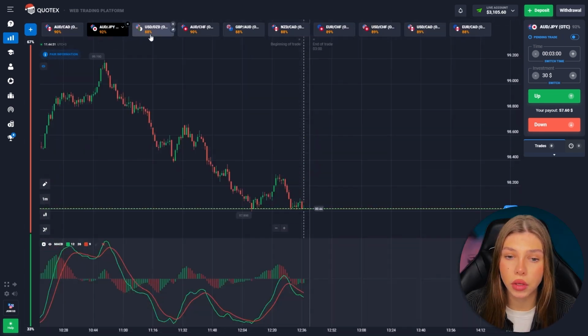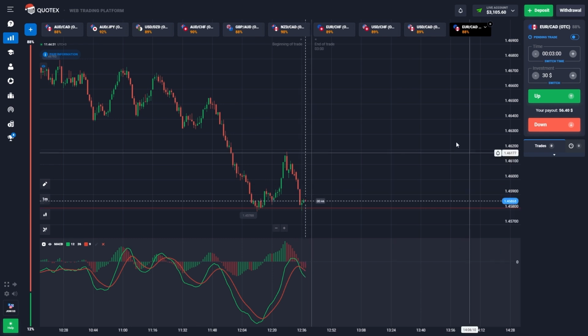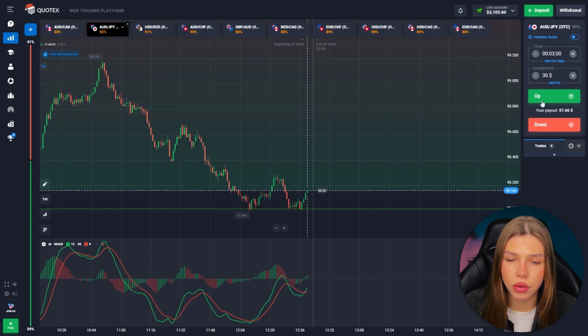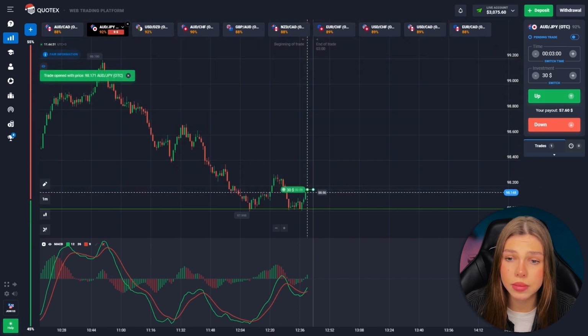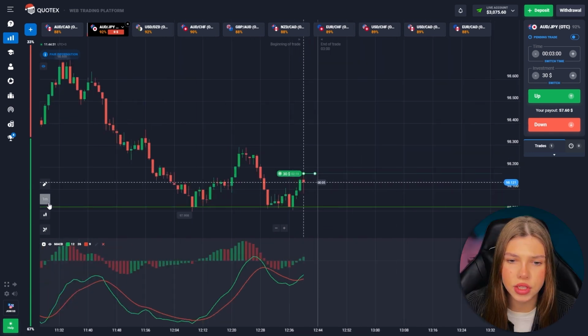So here we go again on our chart. The green line is already creeping up to the red line, so we are waiting for the crossover. The crossover is there. We open a deal on the upside, a little bit late, but it's nothing bad. Let's change the time frame.